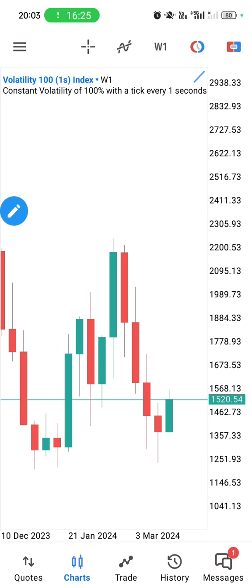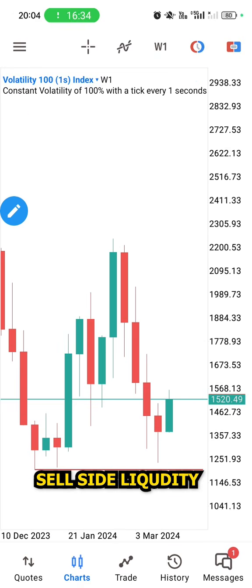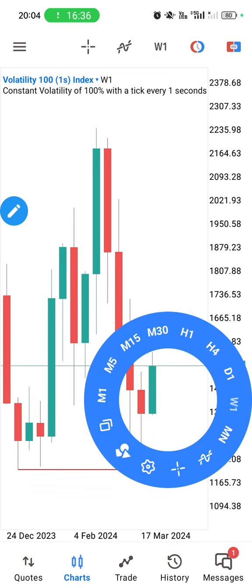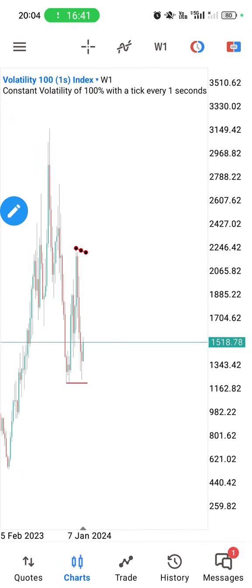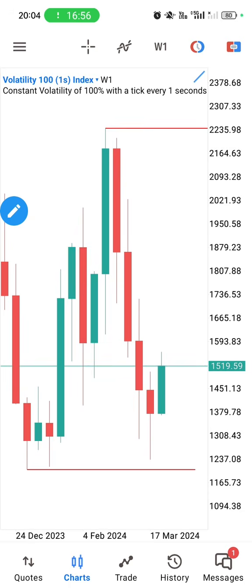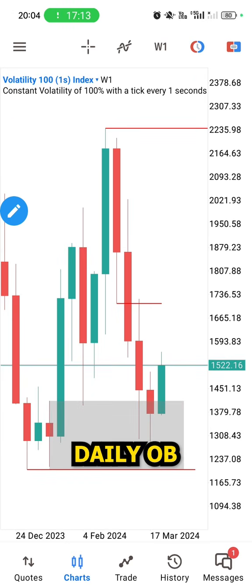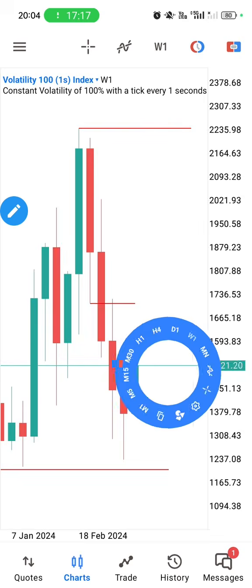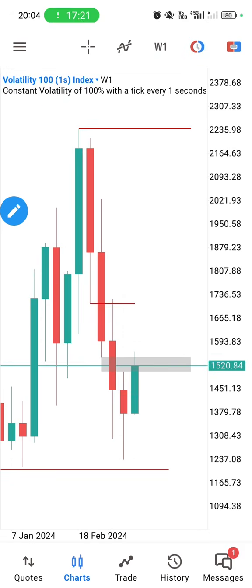So we start off on the weekly where we mark out our low, which contains the sell side liquidity. And when you look above our range, the high that we're marking out contains the buy side liquidity. Within the range, there was an immediate rebalance, which forces price to shoot down, but it shot down to a daily order block, a bullish one, which forces price to shoot up, and this time it shot up to a fair value gap.